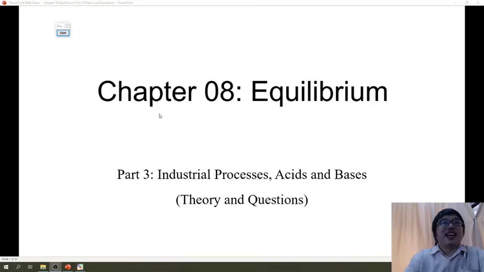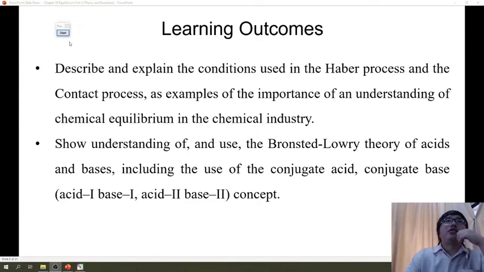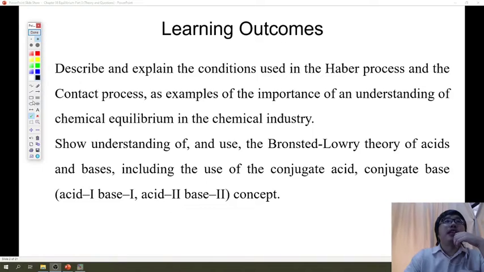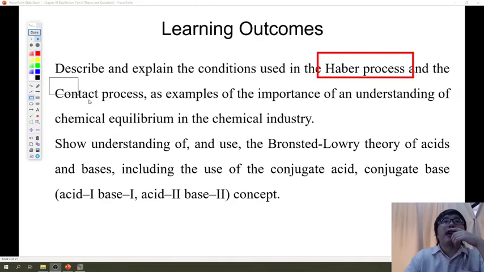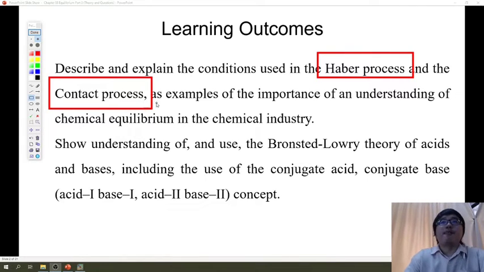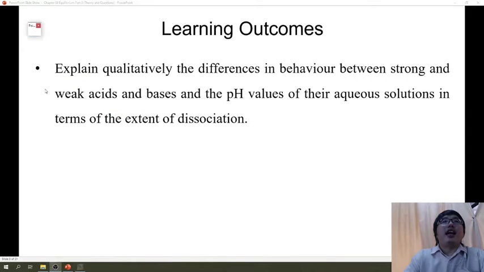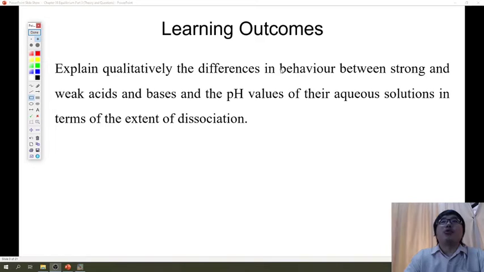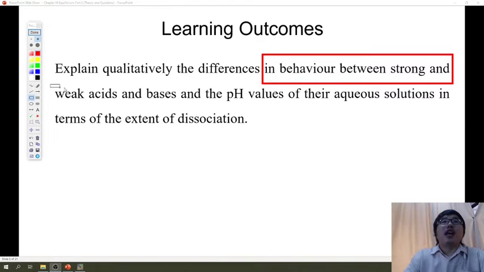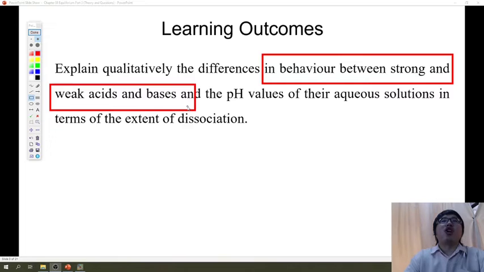Let us start. For today, first we're going to talk about the Haber process and contact process. Then we're going to understand the Bronsted-Lowry theory of acids and bases, and know the difference between strong and weak acids and strong and weak bases. So that's what we're going to do today.